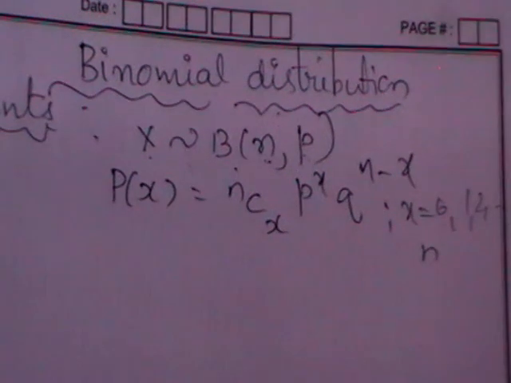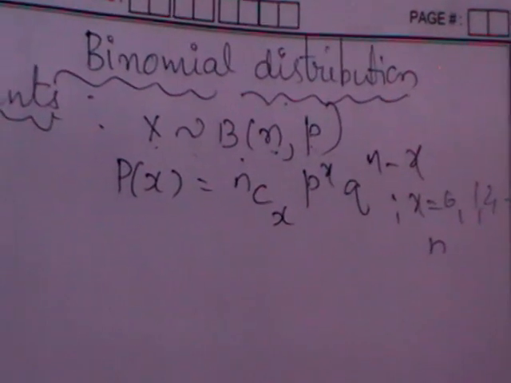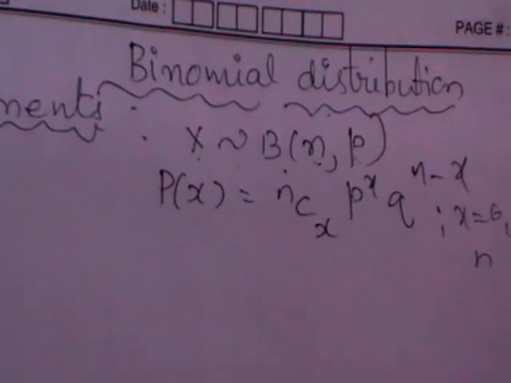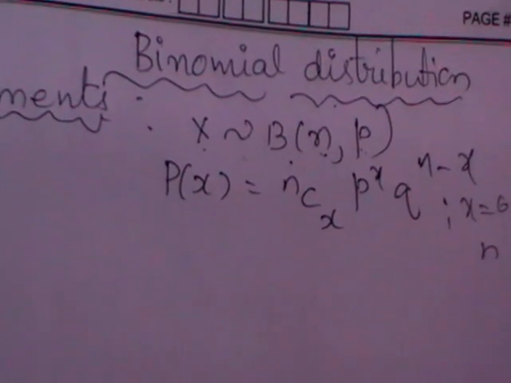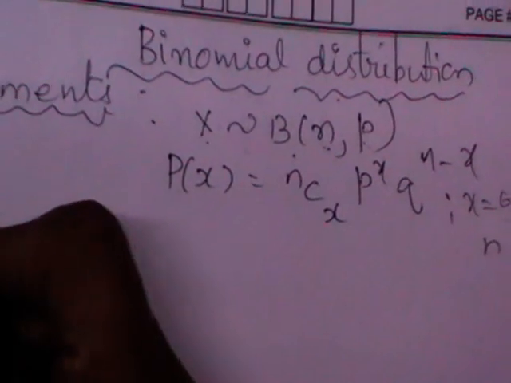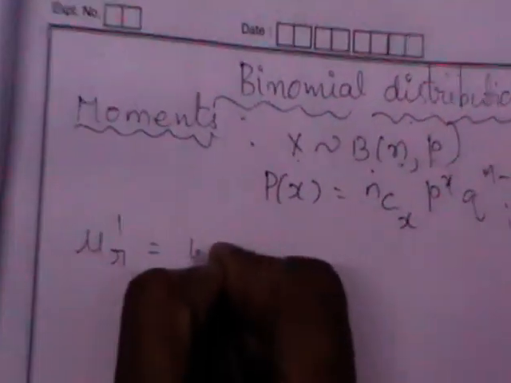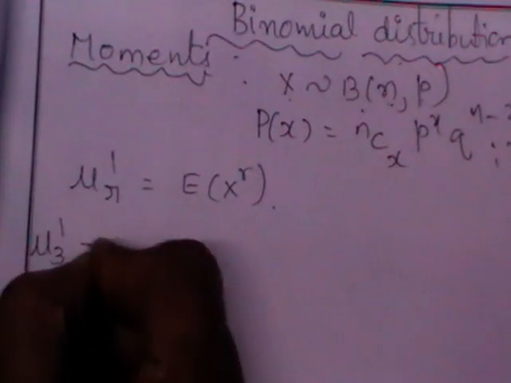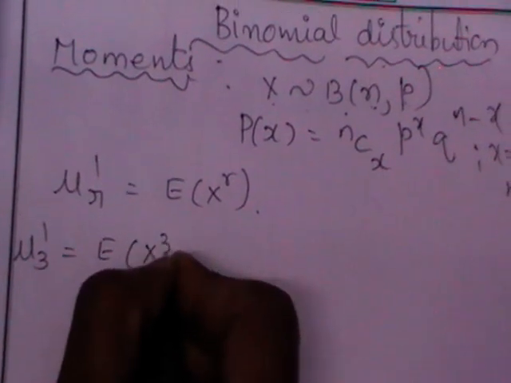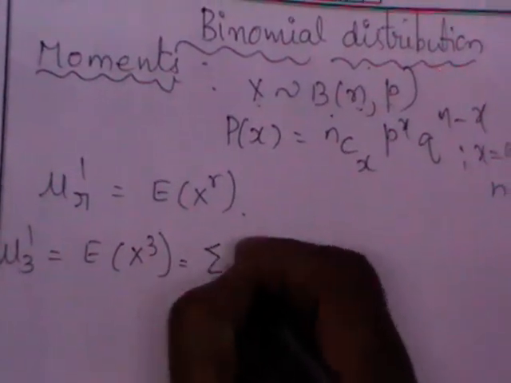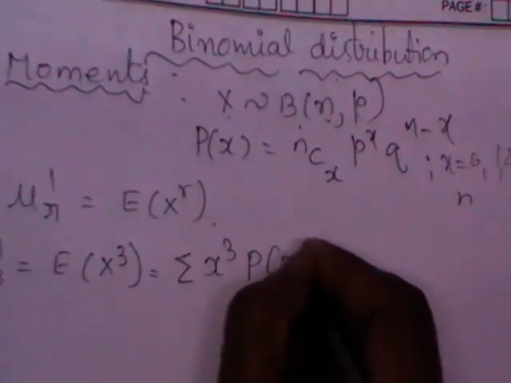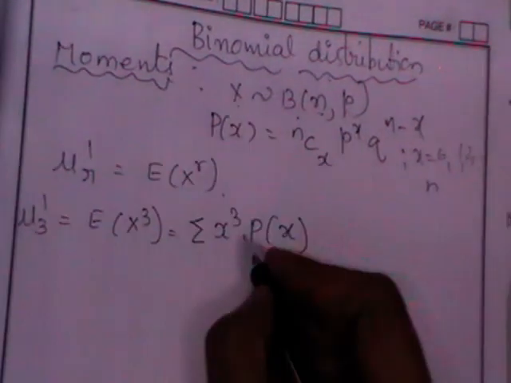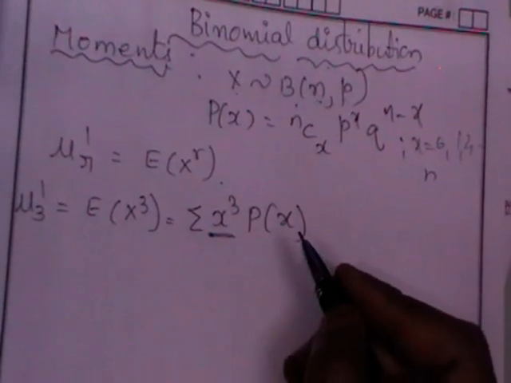So I think we have already derived the first two moments, called mean and variance, of the binomial distribution. Now we are going to derive the third and fourth moments, which are called mu3 dash and mu4 dash. So mu r dash is nothing but expectation of x to the power r. Now mu3 dash will be expectation of x cube. As this is a discrete variable, you know that we are going to replace that with sigma x cube into p of x.